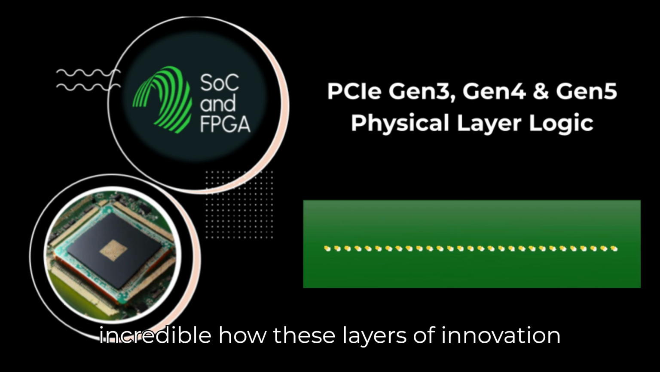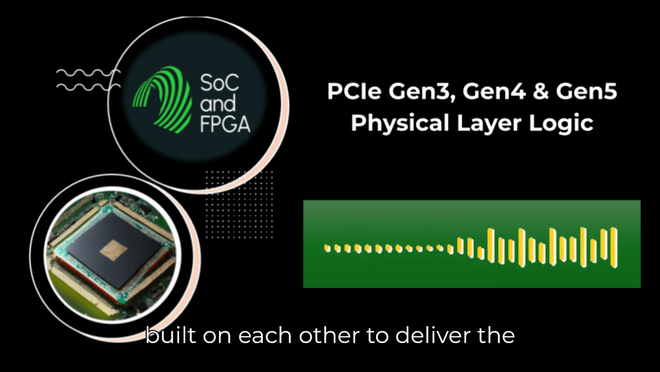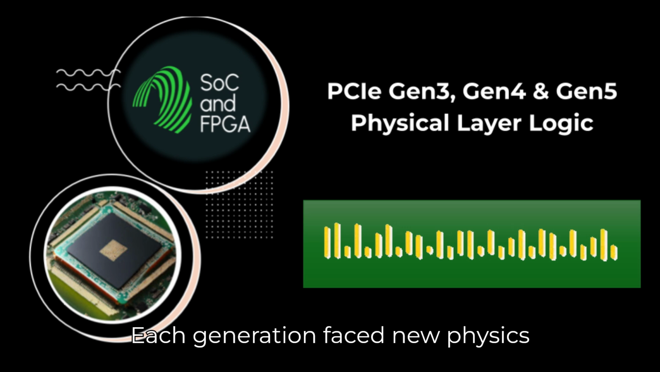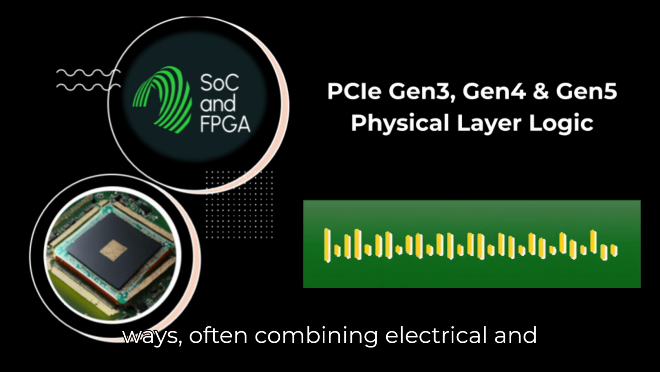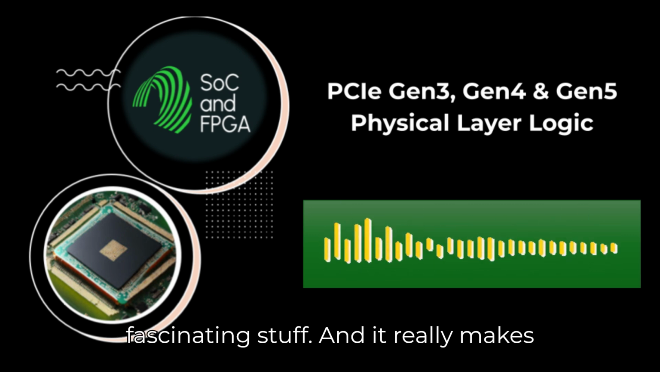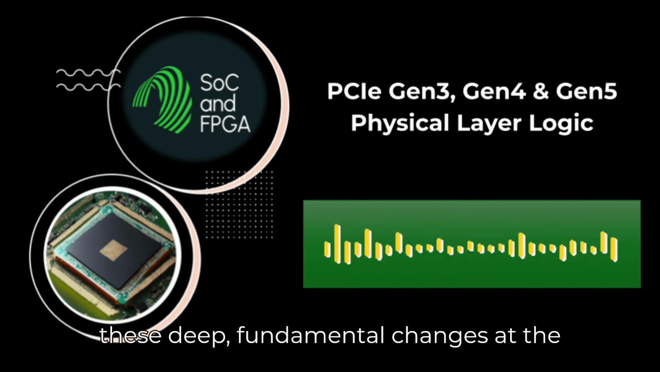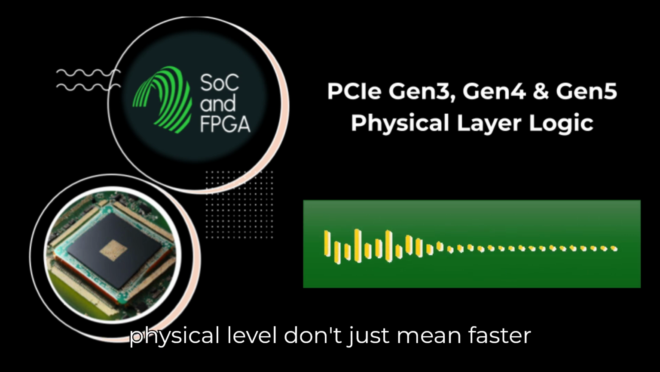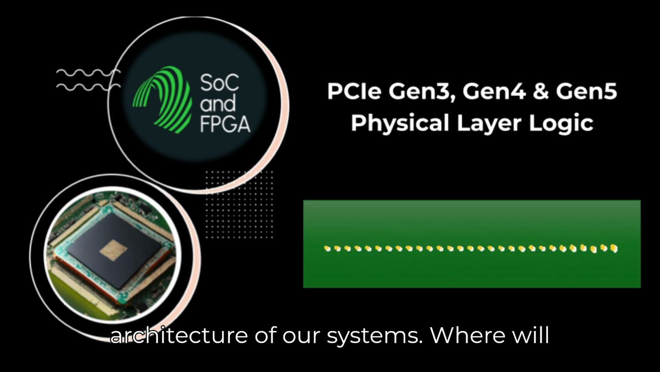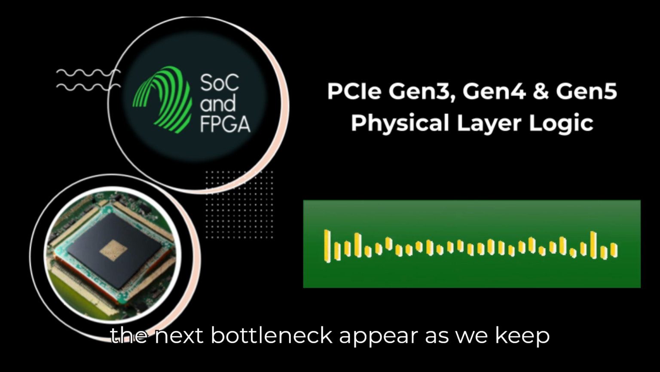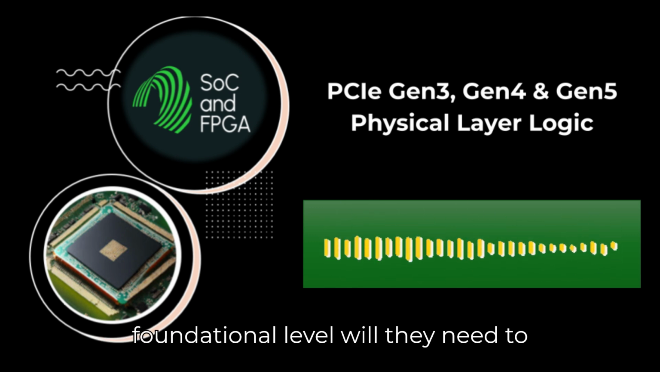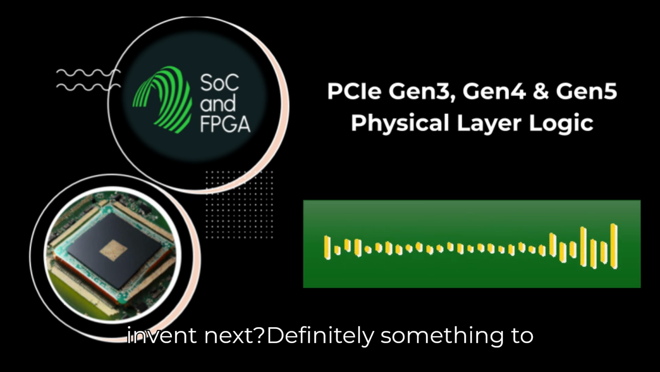It's just incredible how these layers of innovation built on each other to deliver the bandwidth we rely on today. It really is. Each generation faced new physics challenges, and engineers found clever ways, often combining electrical and logical tricks, to overcome them. Truly fascinating stuff, and it really makes you, the listener, think, doesn't it? How these deep fundamental changes at the physical level don't just mean faster downloads, but shape the entire architecture of our systems. Where will the next bottleneck appear? As we keep pushing for more speed, more data, what kind of ingenious hacks at this foundational level will they need to invent next? Definitely something to ponder.